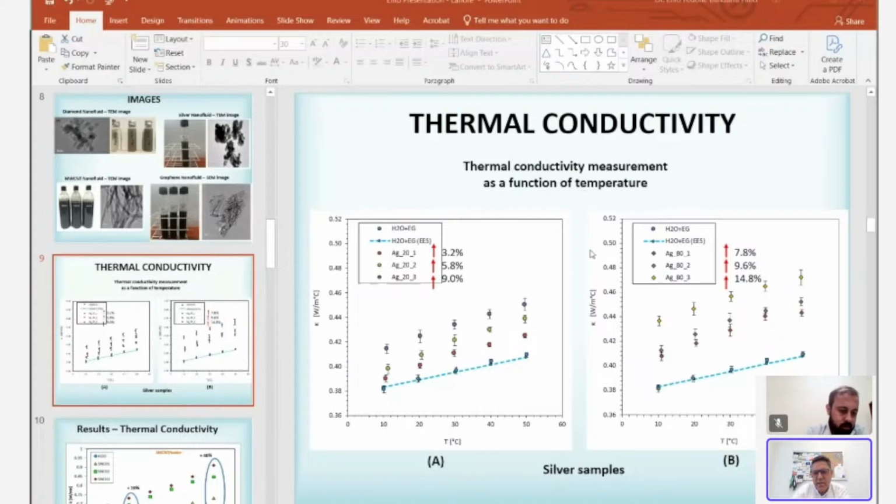As I explained to you, here is the 20 nanometer silver, and you can see some kind of increment, and here is 80 nanometers diameter from silver nanoparticles. You have a little bit more increment. Then here you have a single-walled carbon nanotube. This is another very interesting element with high thermal conductivity, based on carbon, and we got very impressive results here. For example, at 50 degrees, you have increments up to 40% just for the thermal conductivity. Of course, this is related to the concentration as well.